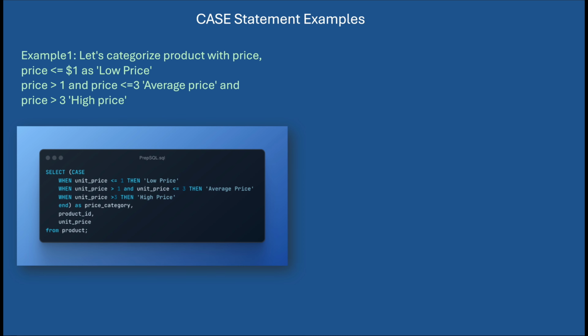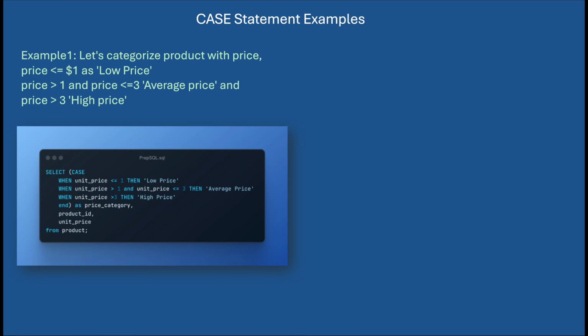Moving ahead, let's look at some examples of the case statement. In the first example, we are going to categorize the product by price. If the unit price is less than $1, we will term it a low price. If the unit price is between $1 and $3, we call it an average price, and if the price is higher than $3, we call it a high price.